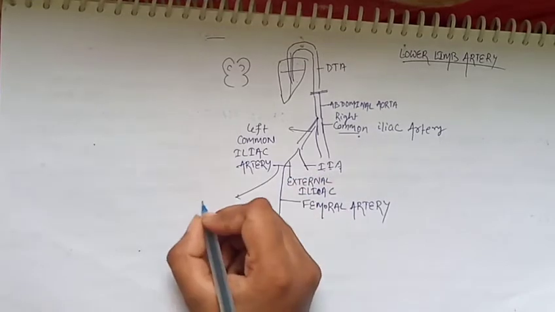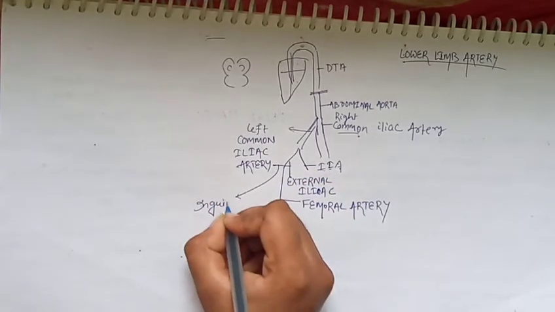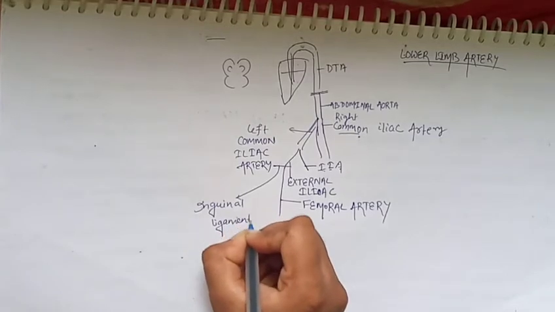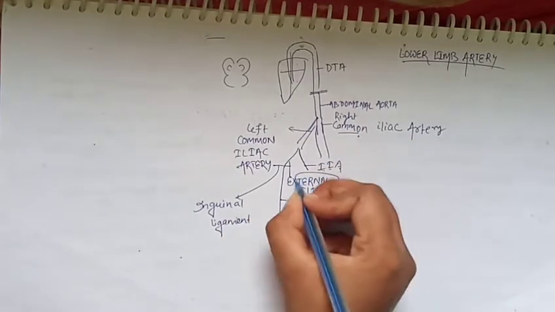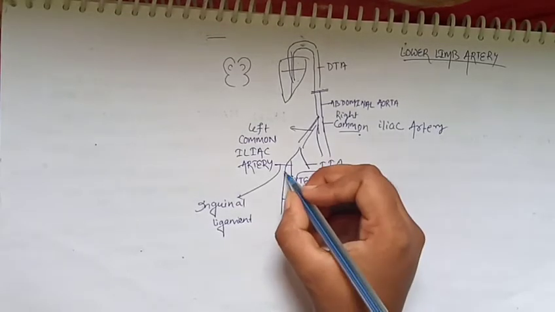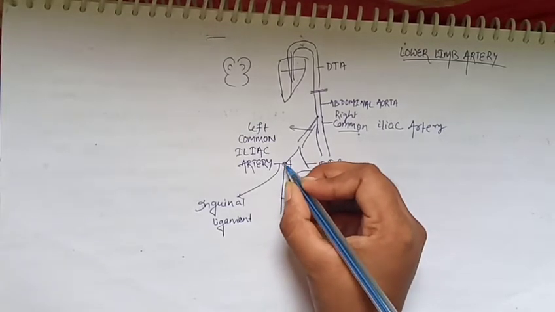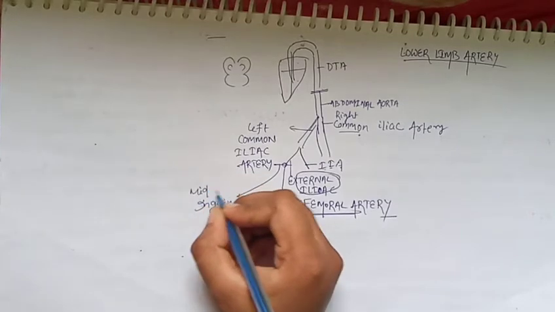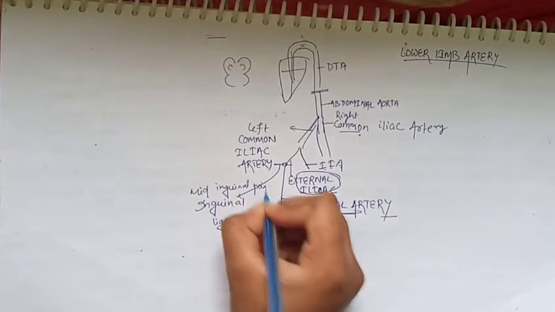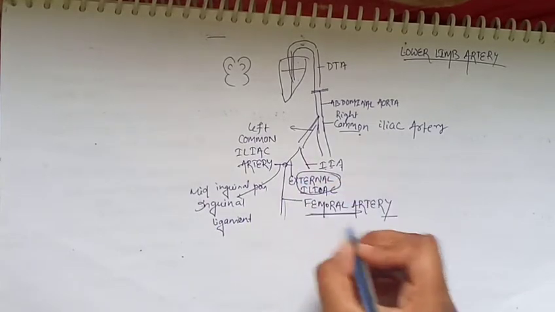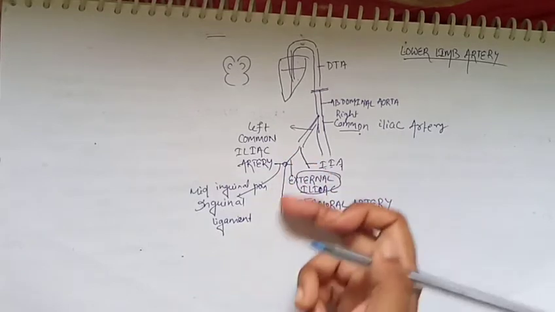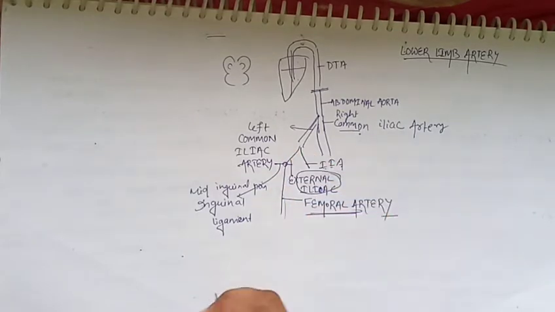If we consider this is the inguinal ligament, after crossing the inguinal ligament, the external iliac artery continues as the femoral artery. Understand? So the femoral artery arises at the mid inguinal point. From the mid inguinal point the external iliac artery continues as the femoral artery. So that is the course and beginning of the femoral artery.